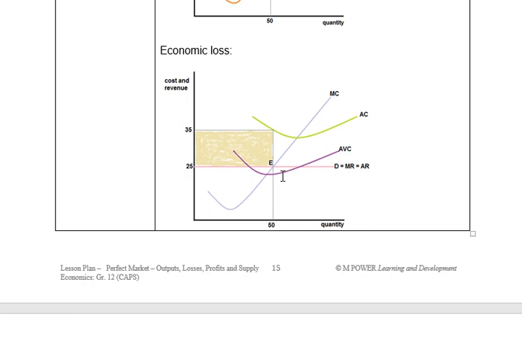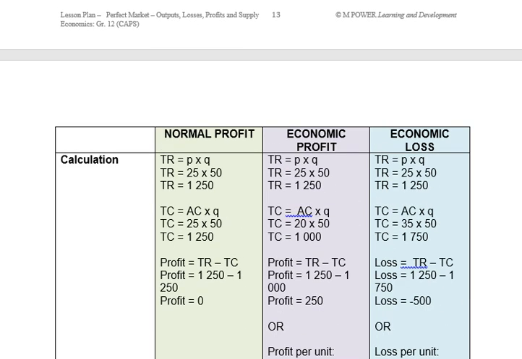You will see in this case I have added an average variable cost curve, which we didn't do when we drew these graphs in a couple of lessons before this one. I'm going to refer back to this now, because we need average variable cost to determine shutdown. Okay, we scoot back up.